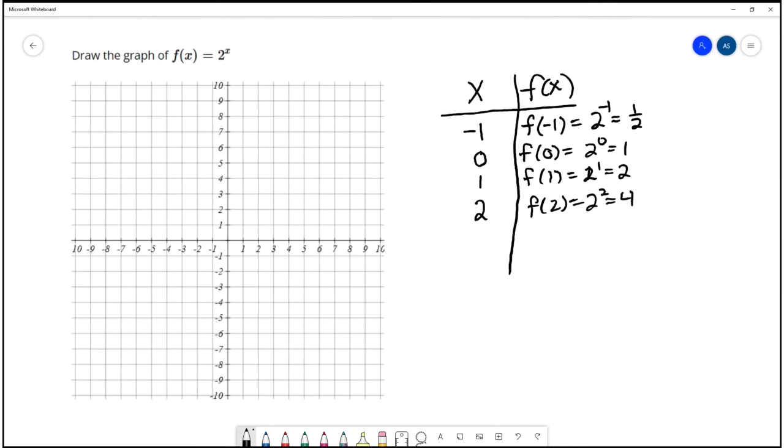So now I have a few points to plot. Negative 1 and 1/2, 0 and 1, 1 and 2, 2 and 4, and your graph looks something like this. This is called an exponential function.